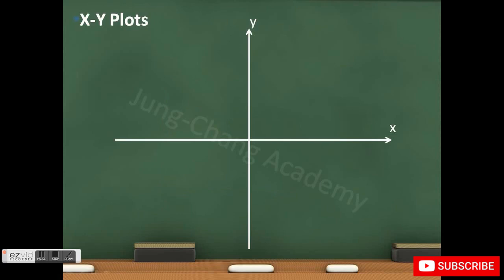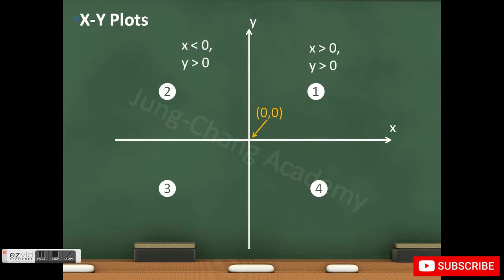In general, in an XY plot, there are 4 quadrants, and the middle point represents the origin 0, 0. The numbers on the right and the upper side of the origins are greater than 0. Therefore, in the first quadrant, x, y's are both positive. In the second quadrant, x is negative and y is positive. Similarly, you can work out the third and the fourth quadrant.